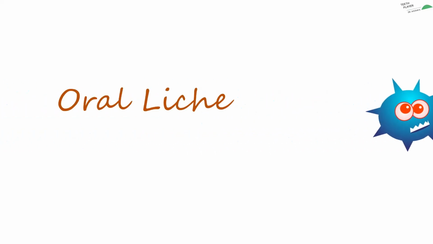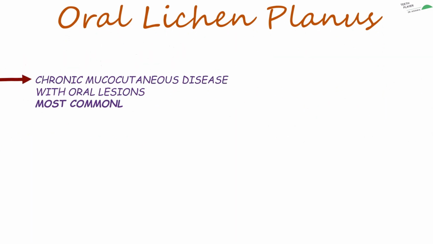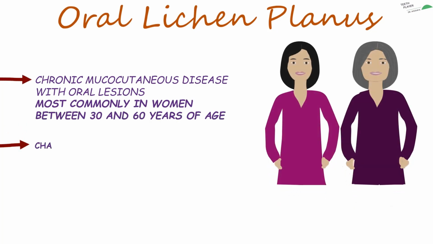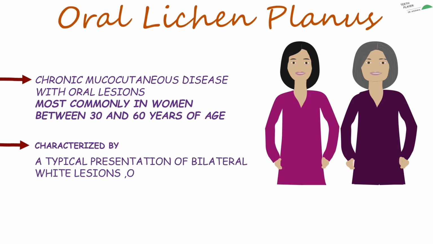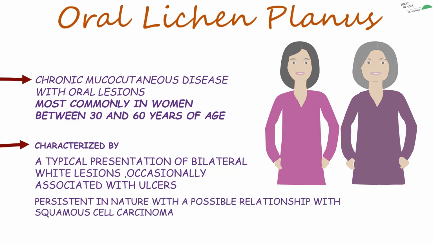The disease we'll be discussing today is oral lichen planus. Lichen planus is a chronic mucocutaneous disease with oral lesions most commonly in women between 30 and 60 years of age. Characterized by a typical presentation of bilateral white lesions occasionally associated with ulcers, persistent in nature with a possible relationship with squamous cell carcinoma.